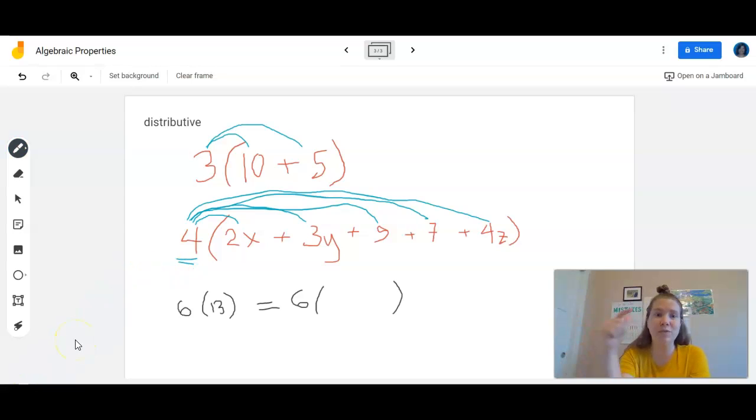The distributive property is what is helping you when you are breaking down a problem in your head. So if you were doing 6 times 13 and you don't know it off the top of your head, you might use the distributive property to say, oh, but I know what 6 times 10 is, and I know what 6 times 3 is, so I do actually know what 6 times 13 is.